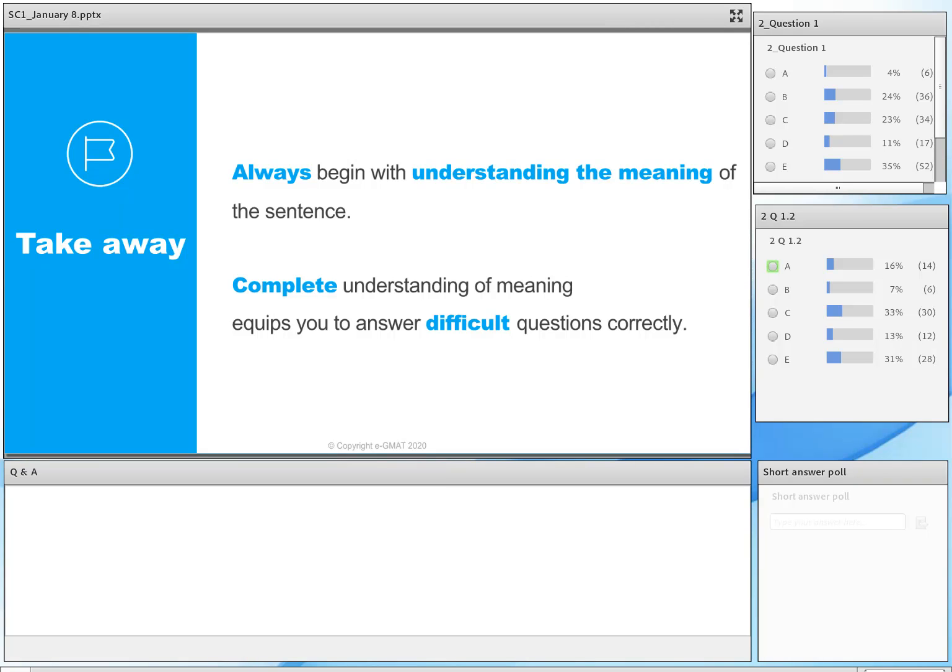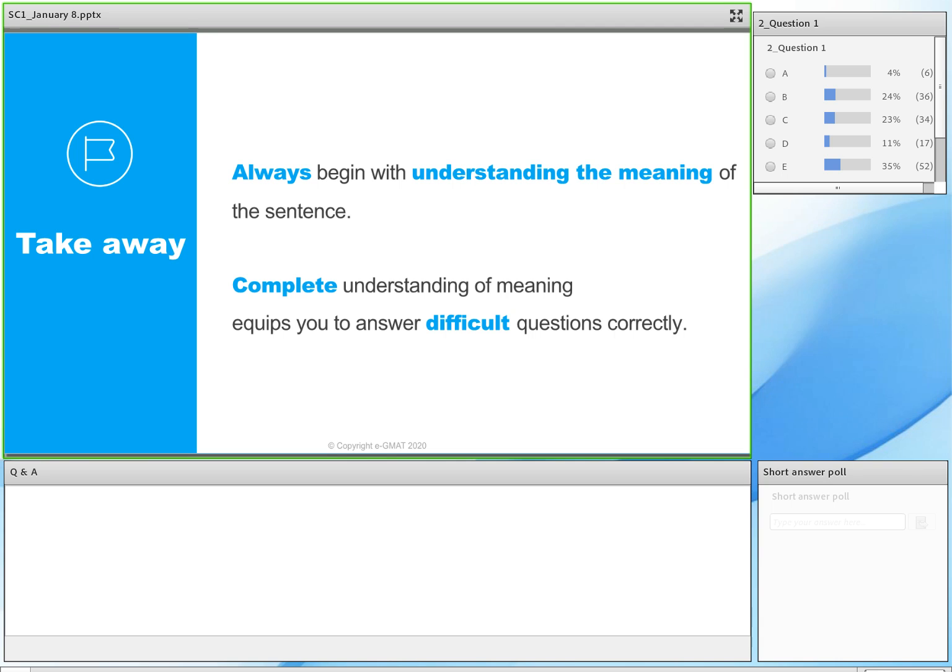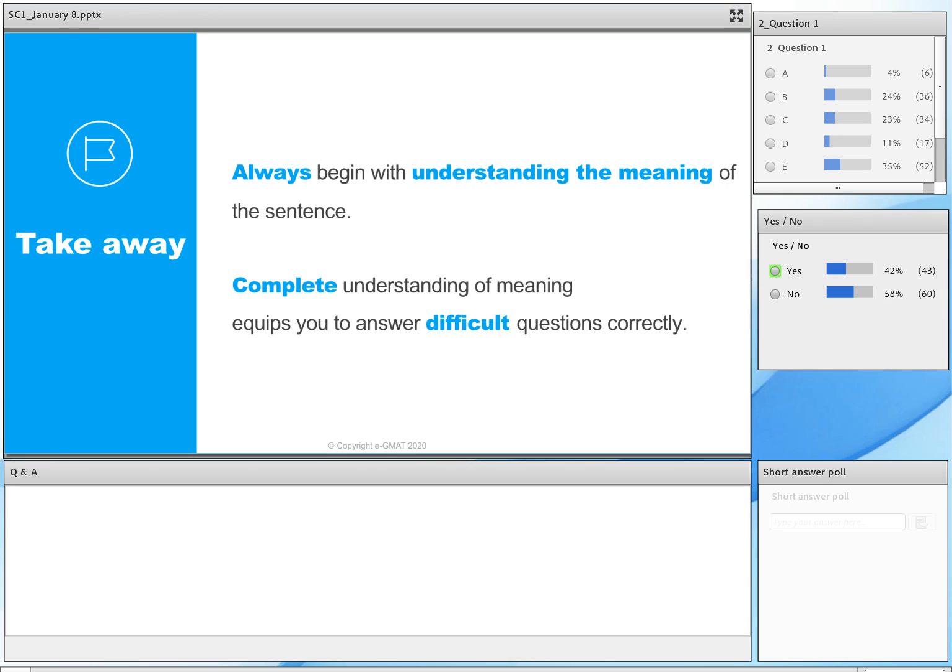So always begin with understanding the meaning and utilizing your logic in order to get yourself to the correct answer choice. So let me do some poll cleanup really quickly, get these polls out of here. I want to ask you guys, let me bring back this yes/no poll. Clear these answers out of here. How are we feeling about using the meaning here? Are we understanding the reason behind spending the time with the meaning up front?